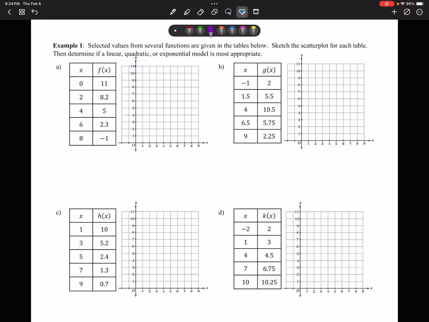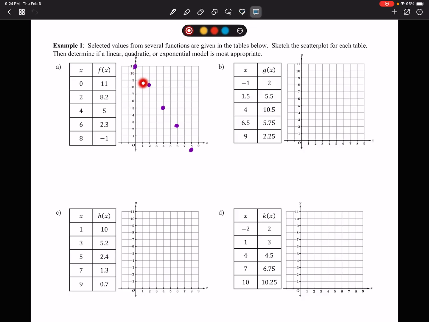We'll plot that point, 0, 11. And then 2, 8.2. And then 4, 5. These are actual values from data that was collected. I don't know what data it represents, but these would be your actual data. So if you were doing an experiment, we could expect this to be actual data that you would find.